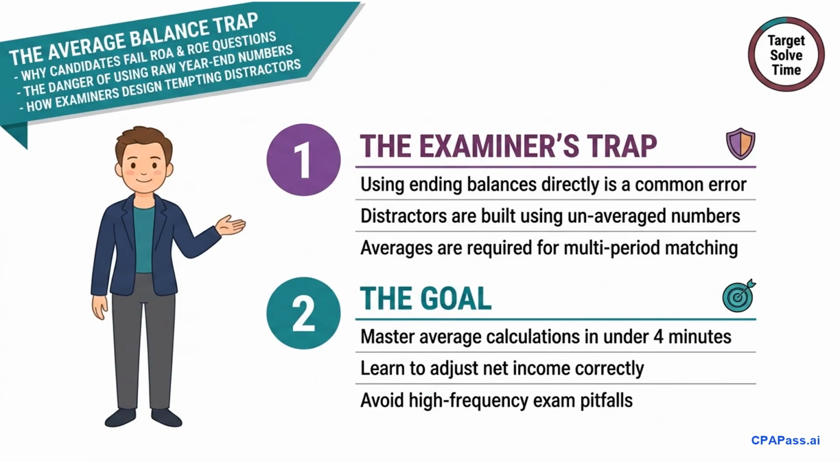To succeed, you must master the average balance calculation and understand when to adjust net income for preferred dividends. Today, we will walk through a realistic FAR practice problem to ensure you can calculate both ROA and ROE accurately in under 4 minutes on exam day.